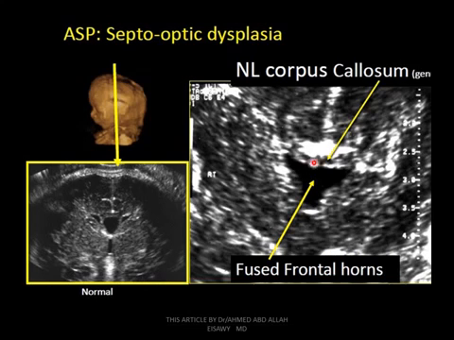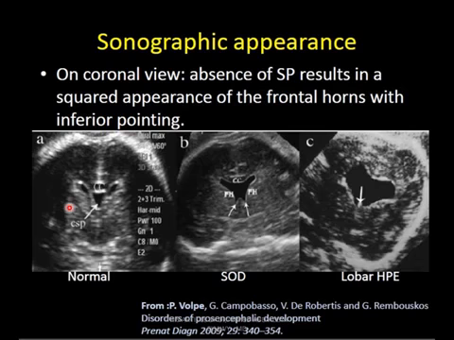This is the corpus callosum, normal corpus callosum. This is septo-optic dysplasia, agenesis of the septum pellucidum, and we see fused frontal horns. Agenesis of the septum pellucidum, and this is normal. Sonographic appearance in coronal view: absence of the septum pellucidum resulting in a squared appearance of the frontal horns with inferior pointing, as we see by this arrow. This is lobar holoprosencephaly, this is septo-optic dysplasia, this is normal.